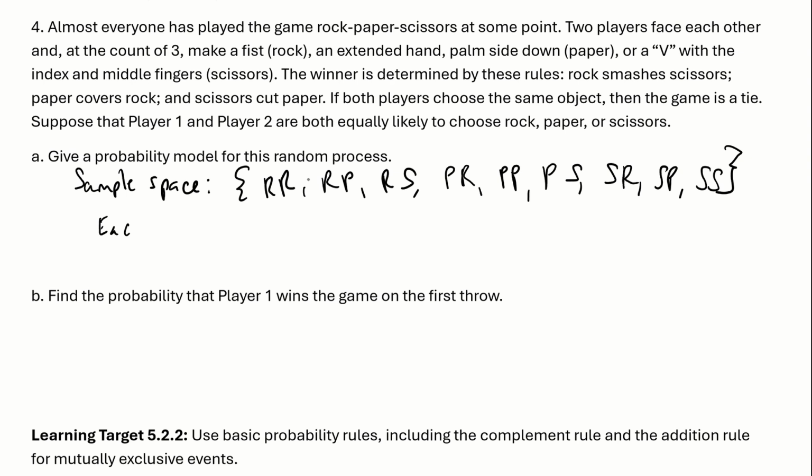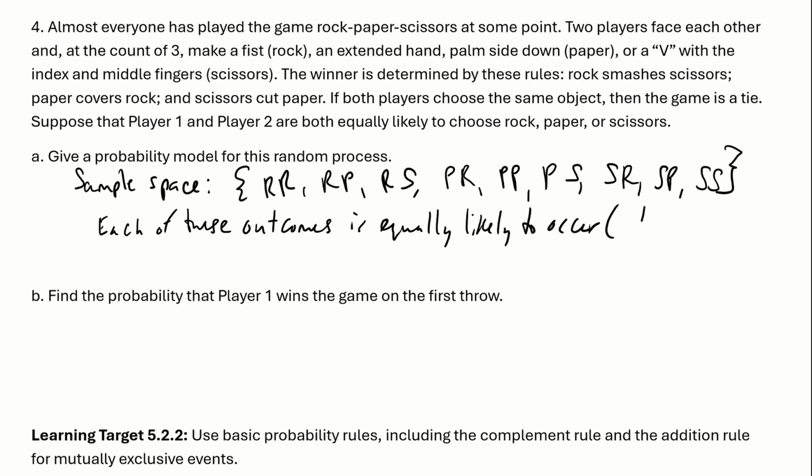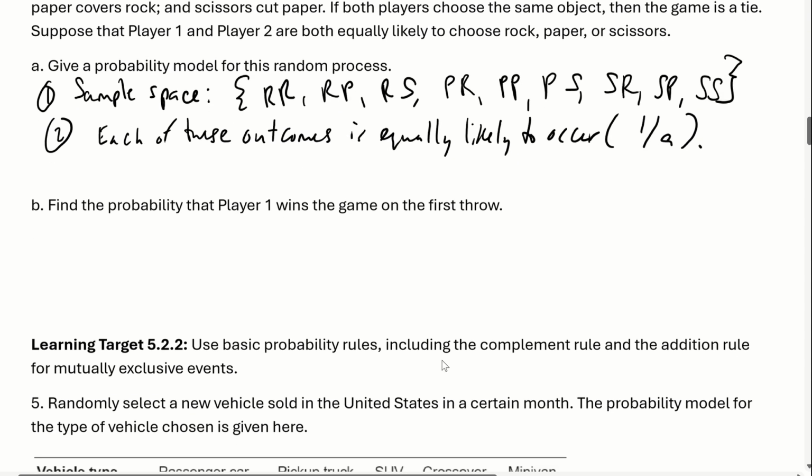So each of these outcomes is equally likely to occur. So 1/9. All right, and there's your probability model. Your probability model has to include both of these things: the probability of each outcome, and then the sample space, the total list.